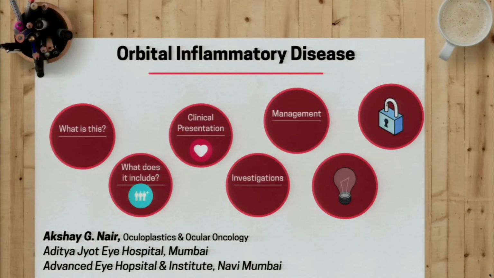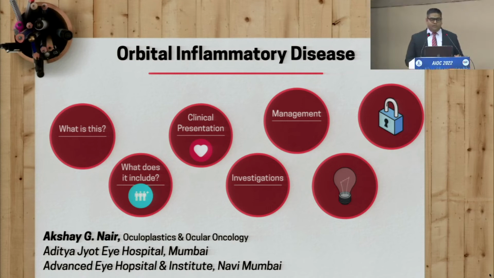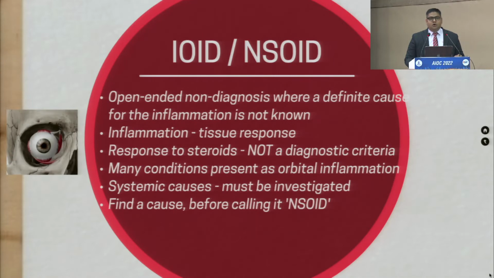So I'm talking about orbital inflammatory disease, also known as non-specific or idiopathic orbital inflammation, or NSOI or NSOID, or orbital inflammatory disease. The first question is, what is this? It's not a condition, it is an open-ended non-diagnosis where we actually do not know the cause for the inflammation. As we know, inflammation is never a diagnosis. Inflammation is the tissue response, and treatment of this inflammation cannot help us make a diagnosis.